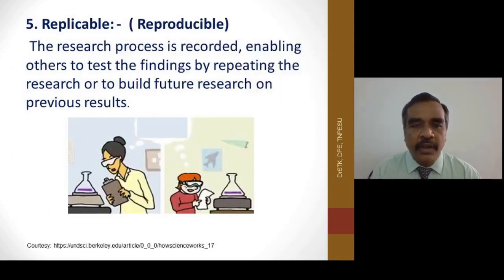The fifth one is replicable or reproducible. The research process is recorded to enable others to test the findings by repeating the research procedures, or to build future research on the previous results. The research procedure can be repeated to see whether it is applicable for the present situation or for future situations. So the research process is recorded to enable other researchers to do the research with the present situation and to predict future situations. So the research must have the nature of being reproducible and replicable.